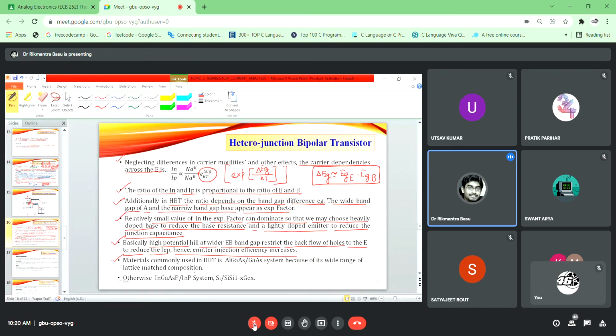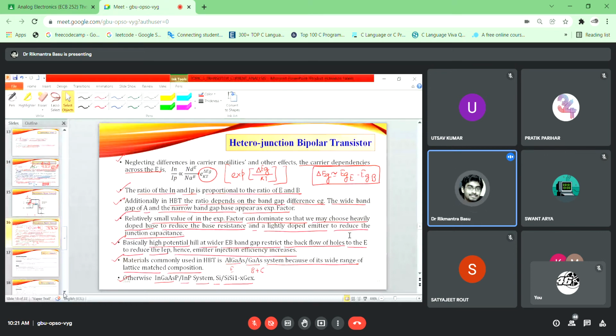Materials commonly used in HBT is the aluminium gallium arsenide system. That means aluminium gallium arsenide at the emitter, gallium arsenide at base and collector both. Because we are not focusing that much on the base-collector junction, usually we take the same materials for base and collector, or sometimes different ones. The system is used because of its wide range of lattice matched composition. Otherwise, the indium gallium phosphide system, the silicon germanium system. There are many such combinations, which are basically different alloys and compounds which we have already studied in our last semester.